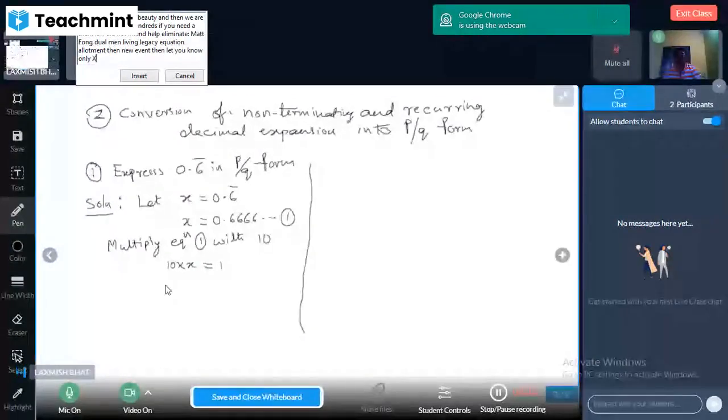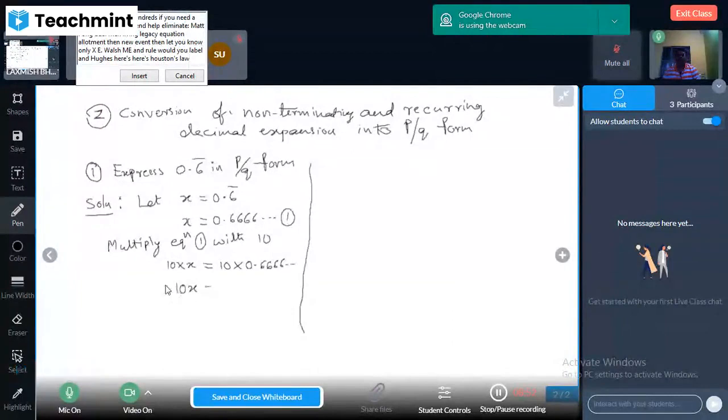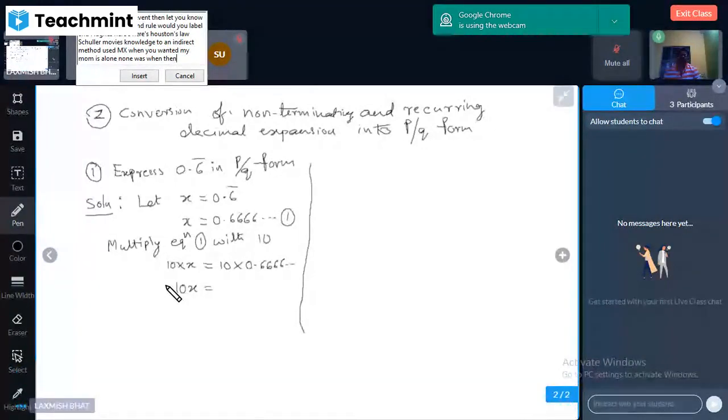equals 10 into 0.6666 and so on. So what will be the answer? 10 into x means it is 10x. When we multiply decimal numbers with 10, the decimal point should be shifted one place to the right.